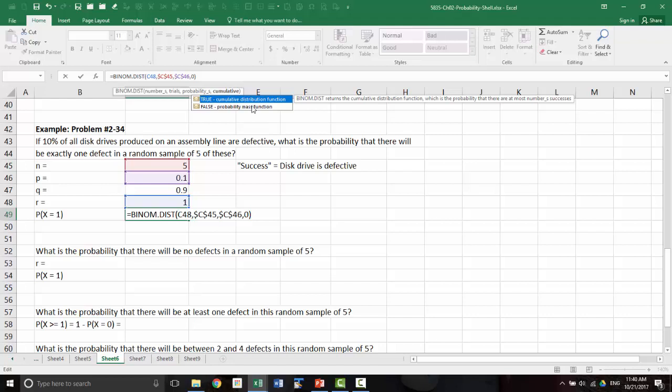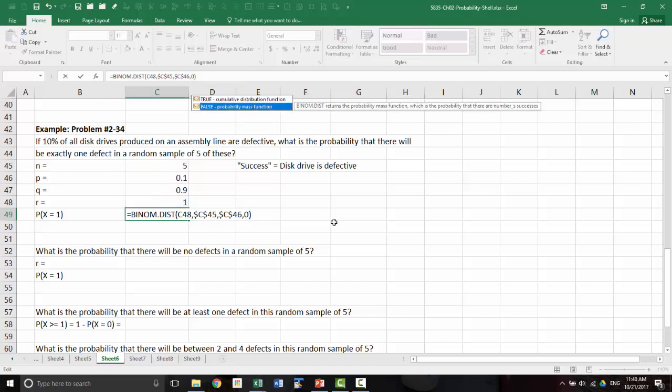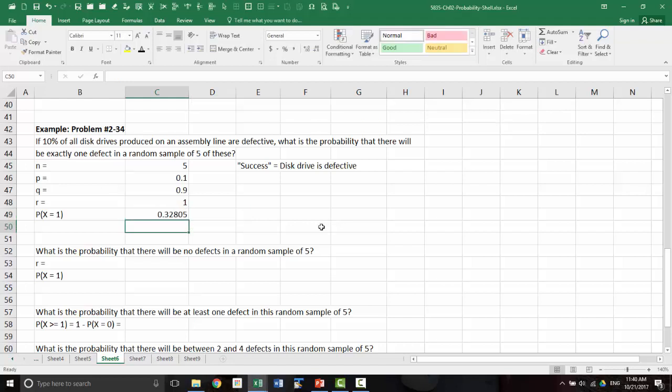So we want 0, individual. Okay, so that's the probability. Let's have 4 decimal places. Now, second question: what is the probability that there will be 0 defects in a random sample of 5? That means we want r equal to 0. Now we can copy this because we have n and p absolute referenced. We copy that down here and we get the probability of r equal to 0.